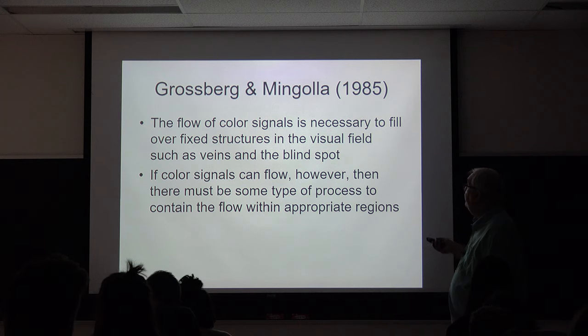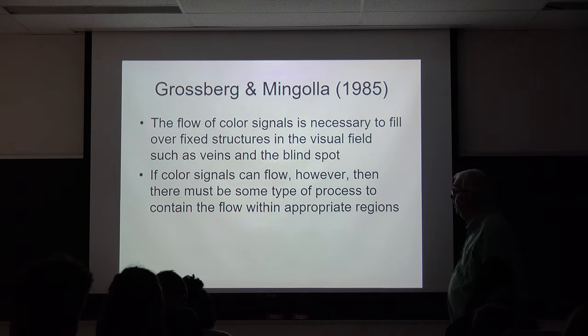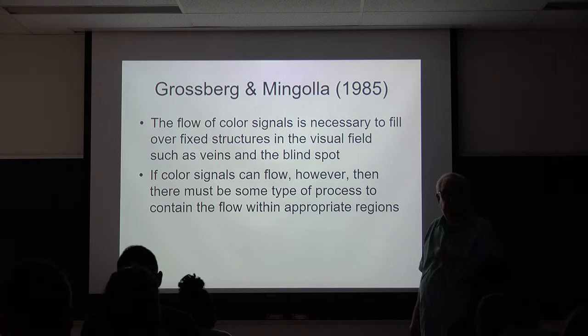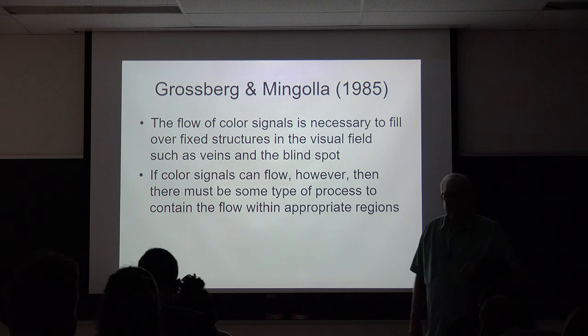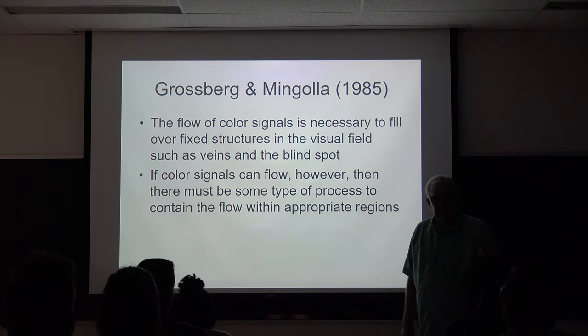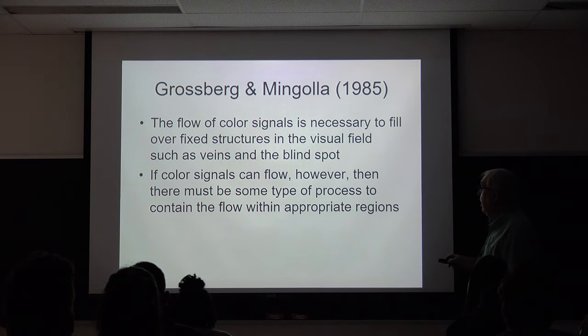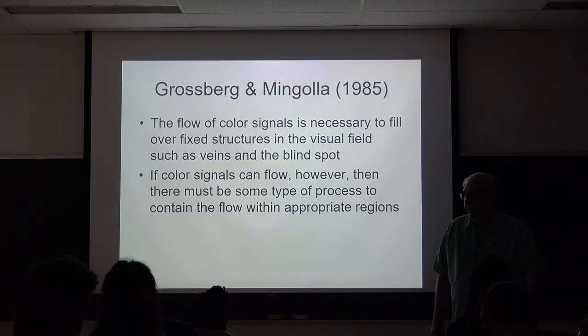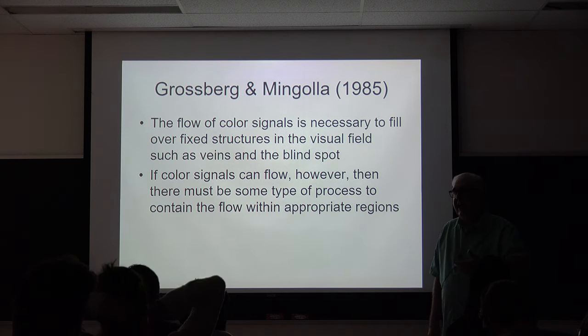So the theory of how this works comes from Steve Grossberg and Ennio Mingolla in 1985. Ennio was my first graduate student, so I'm quite proud of his work. Steve is one of the leading researchers in neural networks. And these hypotheses were based primarily on Yarbus's experiments and this sort of imagining how you would deal with things like retinal veins.